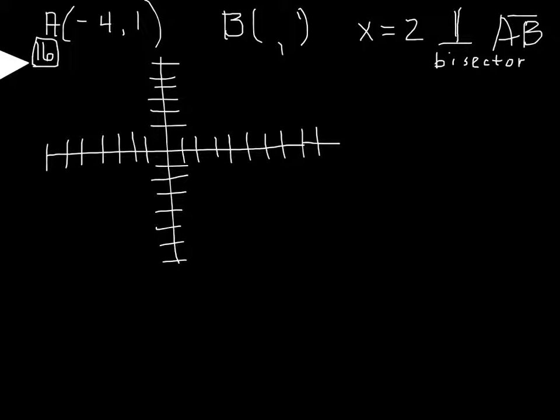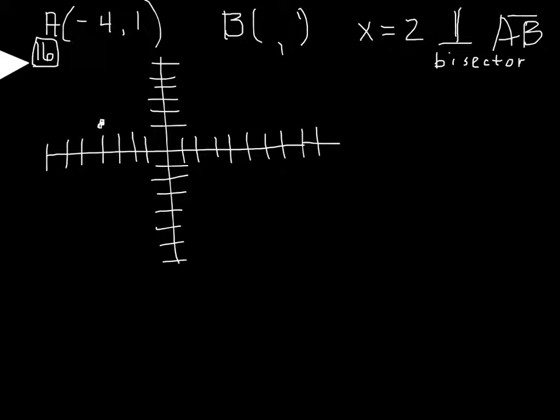I count on the x-axis. You're always on the x-axis. You always walk across the ground before you can go up or down. So I come to the x-axis and I start: -1, -2, -3, -4. And then I go up to 1 because that's the point we want. And I put a dot right here.